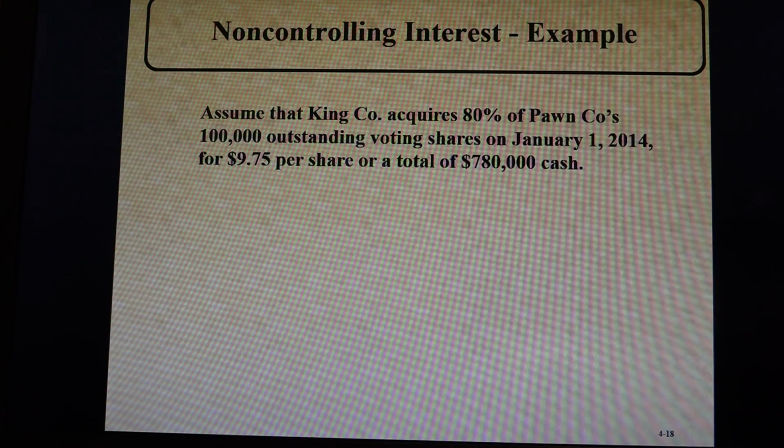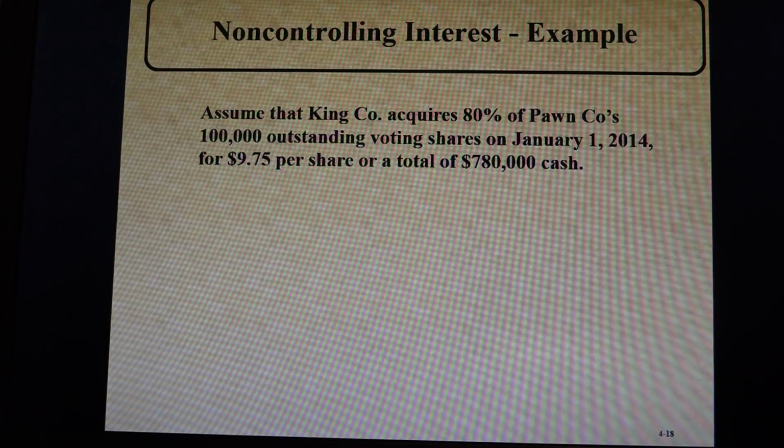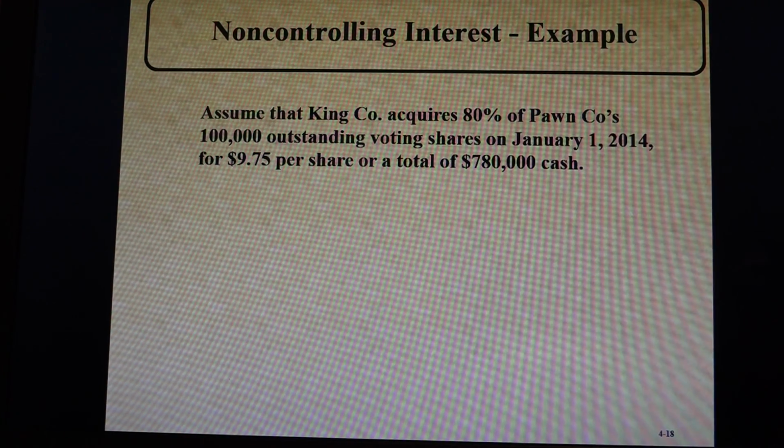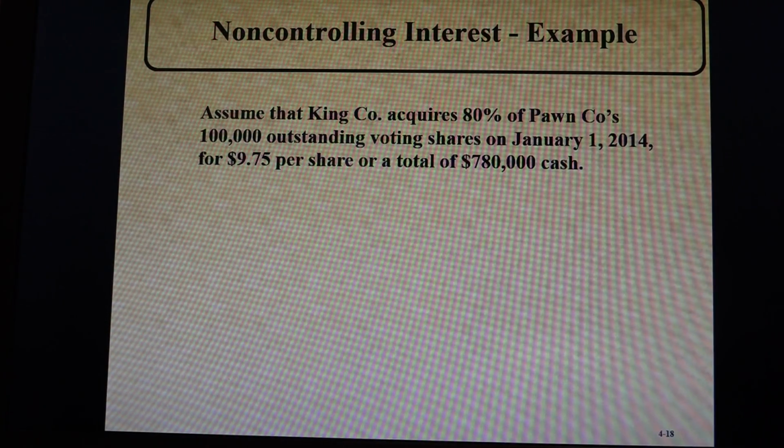All right, so we start with an example. Assume that it is the same one that's in the book. Assume that King Company acquires 80% of Pawn Company's 100,000 outstanding shares on January 1, 2014 for $9.75 per share, or a total of $780,000 in cash.